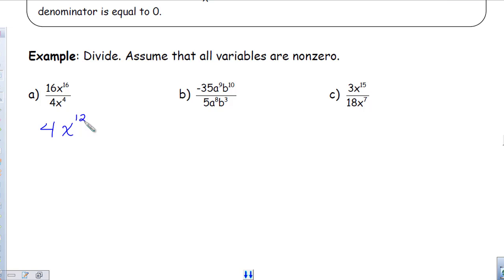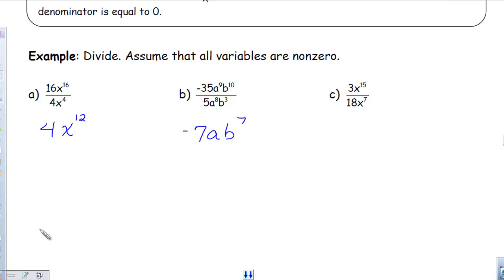Okay, in B, we've got negative 35, a to the ninth, b to the 10th, over 5, a to the 8th, b cubed. So we're going to get what? To the 7th. Very good. Negative 7a, b to the 7th.